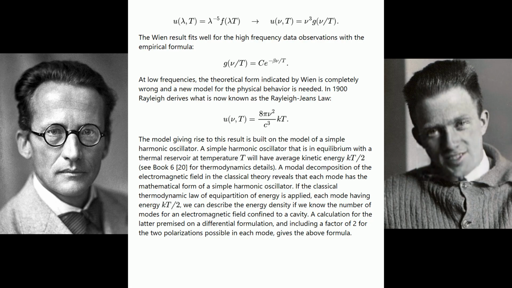A modal decomposition of the electromagnetic field in the classical theory reveals that each mode has the mathematical form of a simple harmonic oscillator. If the classical thermodynamic law of equipartition of energy is applied, each mode having energy kT divided by 2, we can describe the energy density if we know the number of modes for an electromagnetic field confined to a cavity. A calculation for the latter premised on a differential formulation, and including a factor of 2 for the two polarizations possible in each mode, gives the above formula.